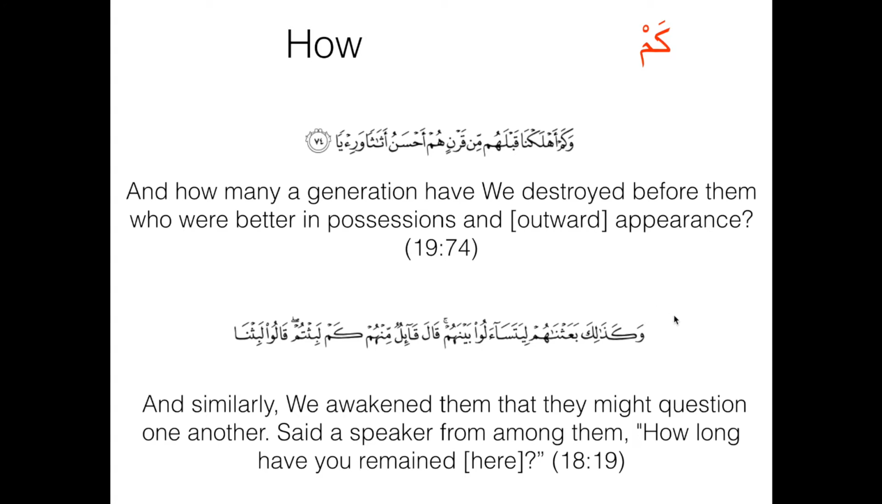It's used in many places in the Quran. Look at this ayah in Surah Al-Kahf. Allah subhanahu wa ta'ala says, وَكَذَلِكَ بَعَثْنَاهُمْ لِيَتَسَاءَلُوا بَيْنَهُمْ قَالَ قَائِلٌ مِّنْهُمْ كَمْ لَبِثْتُمْ قَالُوا لَبِثْنَا بَعْضًا يَوْمًا أَوْ بَعْضَ يَوْمٍ. And similarly, we awakened them, the people of the cave, that they might question one another. Said a speaker from amongst them, how long have you remained? Kam labistum. How long have you remained here? So kam is used as well.